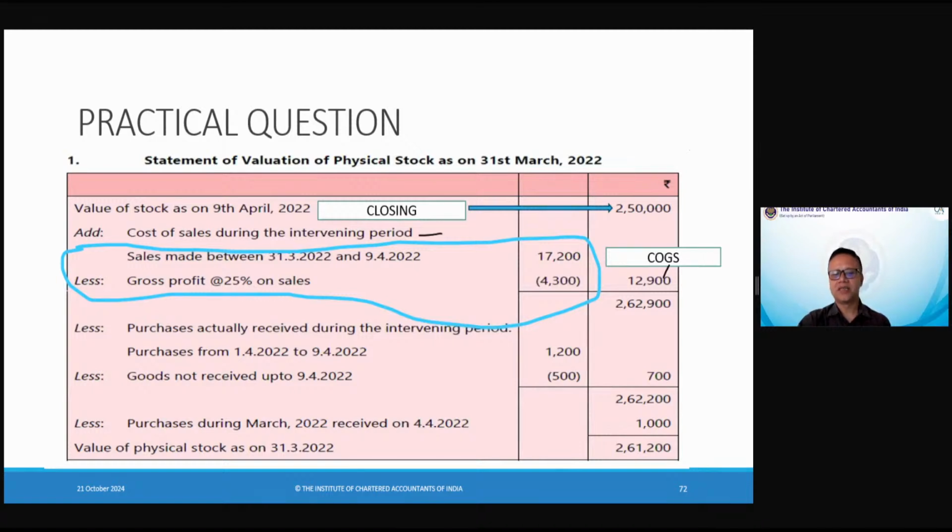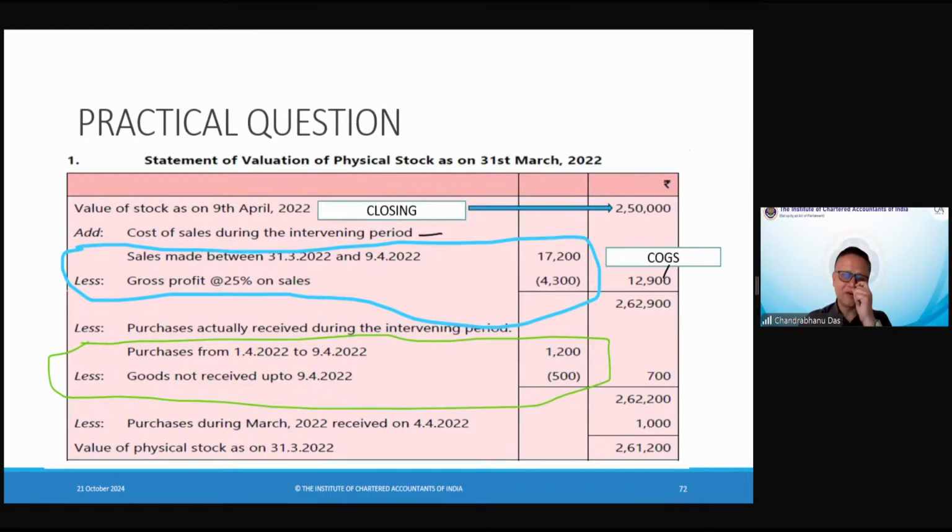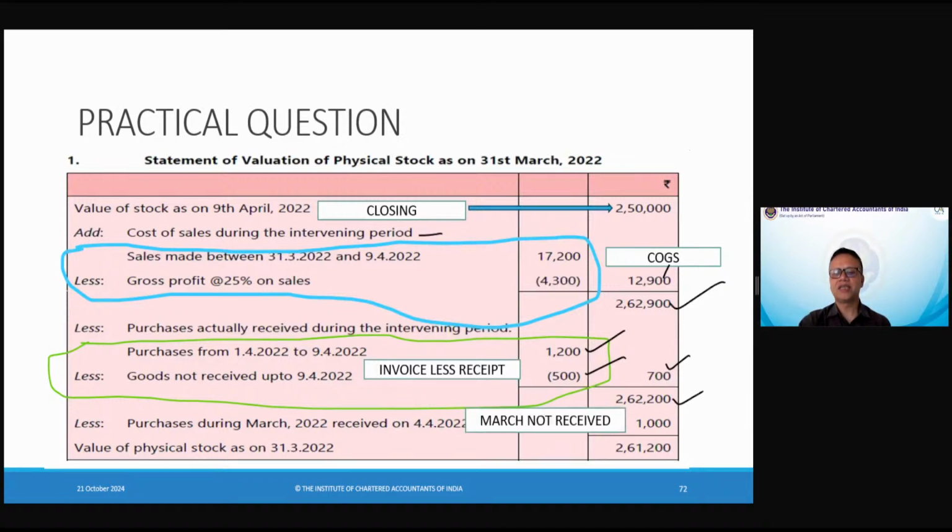Then the purchases which are received during the intervening period. 1,200 we had taken, less goods not received up to 9th April, 500. So 1,200 minus 500, you get 700. Less the purchases made during March but received on 4th April, so that was the invoice less receipt, and this is the March purchase which is not received. It is 1,000. So when you deduct it, you get the value of physical stock opening.